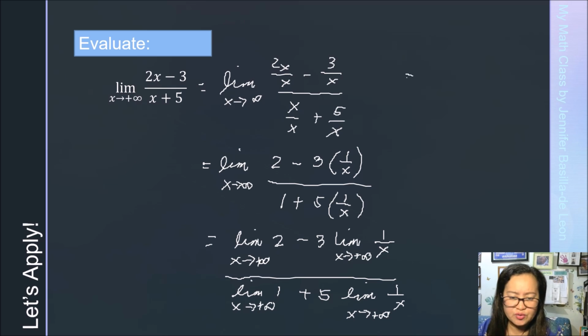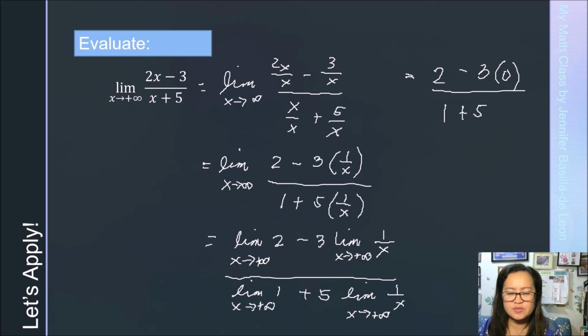We will have the limit of a constant is always equal to the constant, minus 3 times the limit of 1 over x as x approaches positive infinity, which is 0. Then we have the limit of 1 is 1, plus 5 times the limit of 1 over x as x approaches positive infinity, that would be equal to 0. So hence we would have 2 over 1, or simply 2.